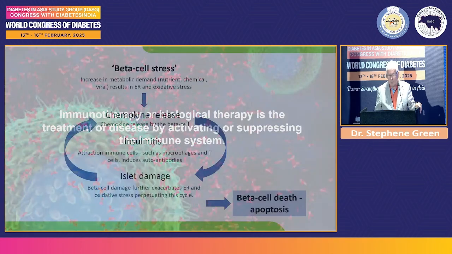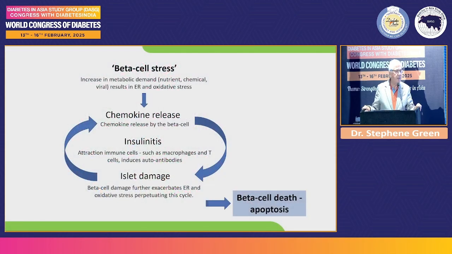Now, this is my simplistic view of what the immunology of diabetes is about. There's beta cell stress. We don't know what that actually means. It could be anything. We don't know what causes it. It could be metabolic demand. It could be nutrients. It could be chemicals. It could be viral. We don't know. But what happens is it alters the endoplasmic reticulum and oxidative distress in the beta cells.